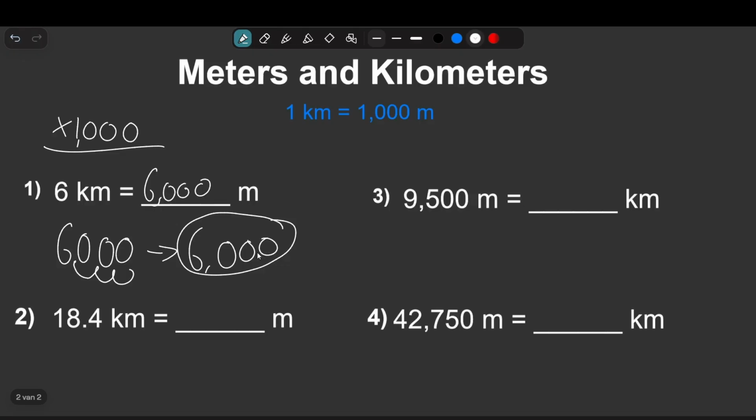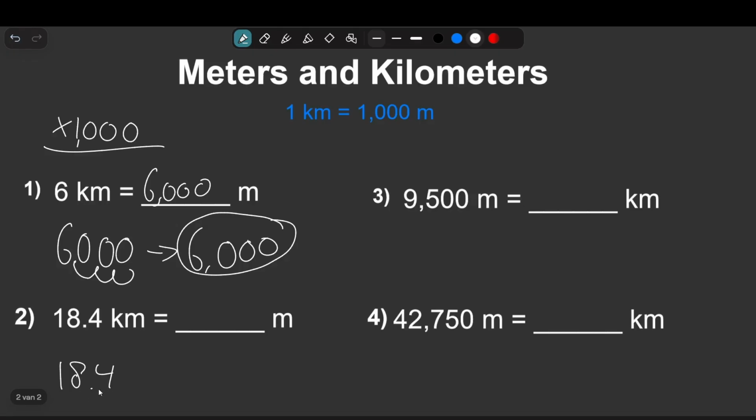Let's go to the second example, where we have 18.4 kilometers is how much meters. So again, the first thing we're going to do is look, are we going to a smaller or to a larger unit? Well, again, in this case, we're going to meters from kilometers, so we're going to a smaller unit. So this means we have to multiply again. So we're going to multiply 18.4 kilometers by 1,000 again. So we're going to write this down here, 18.4, and we're going to multiply this by 1,000.